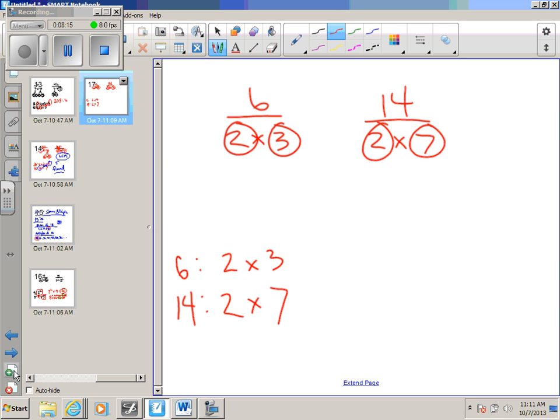I have a 2 here for the 6. I have a 2 here for the 14. I can only use one of these 2's. Are either of these 2's larger in value than the other? No. So what I'm going to do is I'm just going to pick one. I'll pick this top one, and then I'm going to cross out the other one. I'm not going to use that one. So I'm going to pick that 2.